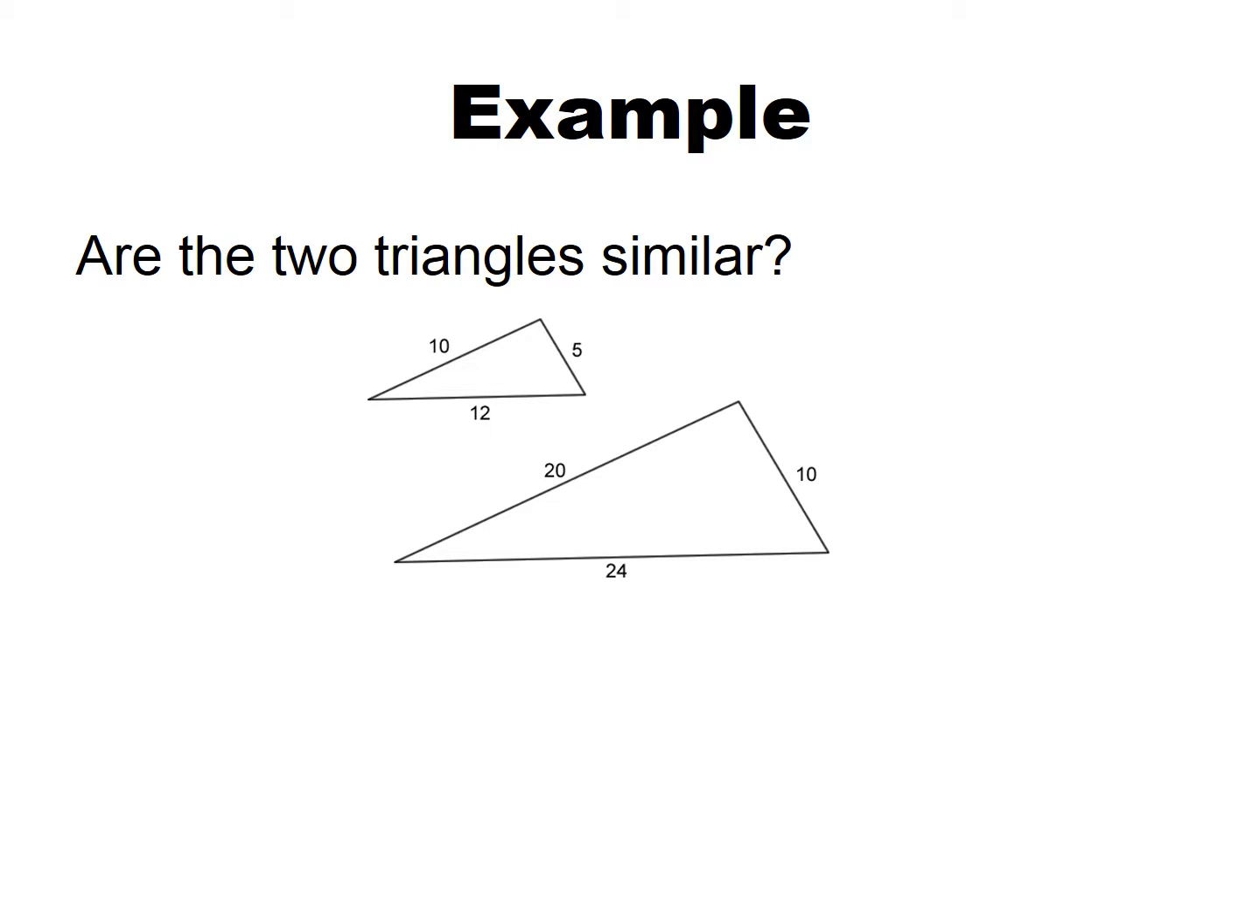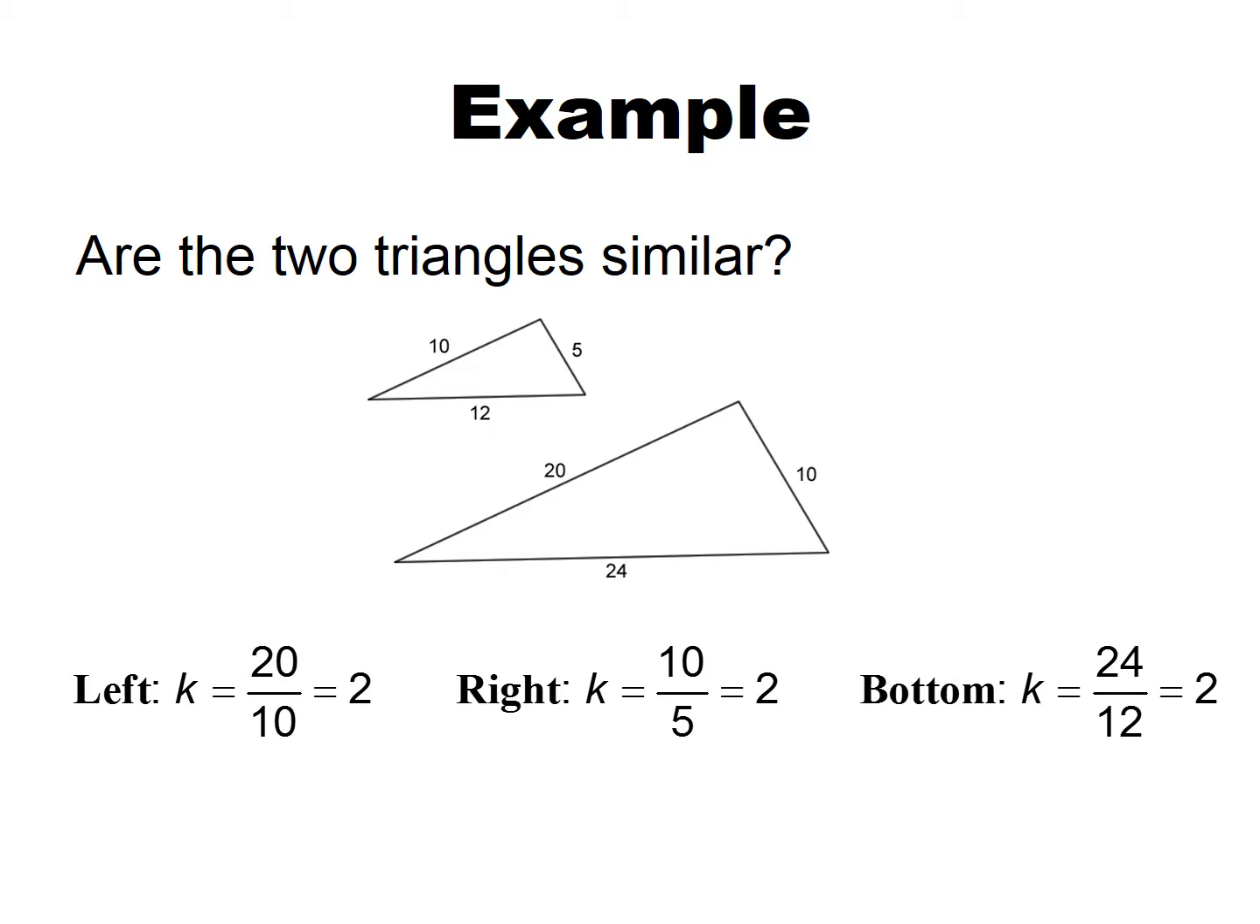Now, the first two examples dealt with rectangles, but geometric similarity can apply to other shapes like triangles. So are these two triangles similar? We're going to answer this in the same way as the previous question, except that now we've got three sides to deal with rather than just two. So let's break this up into a left, a right, and a bottom.